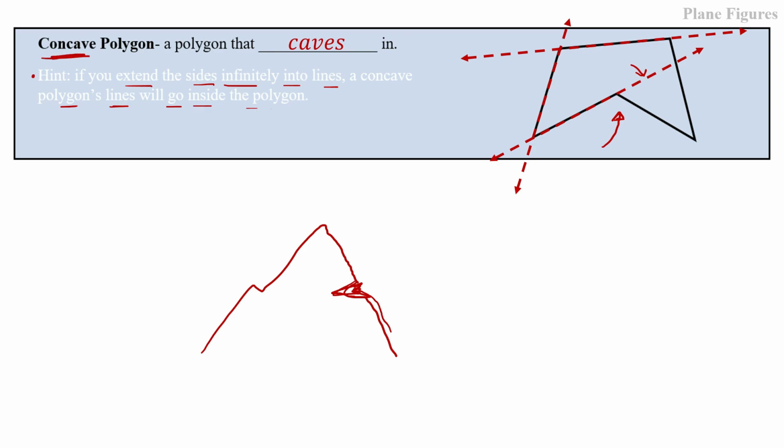And if you do the next line, you can see that it goes inside here as well. And if I do this last remaining line, that one, the line doesn't go in. But if it goes in just one time, it automatically becomes a concave polygon. You can always tell if it's concave because it kind of goes outward like that and then it kind of goes inward. So once you see that it goes inside, that's a concave polygon.